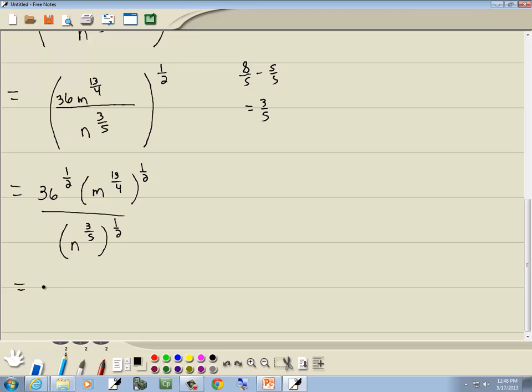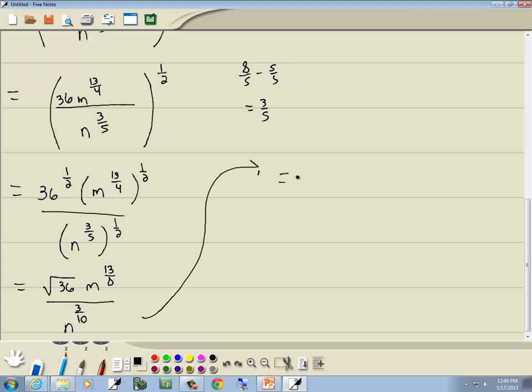Well, 36 to the 1/2 power is the square root of 36. And the m to a power raised to a power: when you're raising one exponent to another exponent, you multiply them together. 13 times 1 is 13, 4 times 2 is 8. So this becomes 13/8. Down here at n, again, I'm raising one exponent to another exponent. I multiply the top parts. 3 times 1 is 3, 5 times 2 is 10. So we got 3/10.